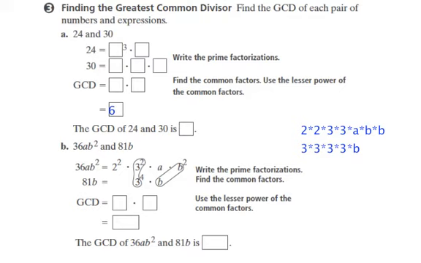We have one 3 that's common on the top and the bottom. We have a second 3 that's common on the top and the bottom. And we also have a b that's common. So our greatest common denominator is going to be 3 times 3 times b. Well, 3 times 3 is 9, so we would have the greatest common divisor is 9b.